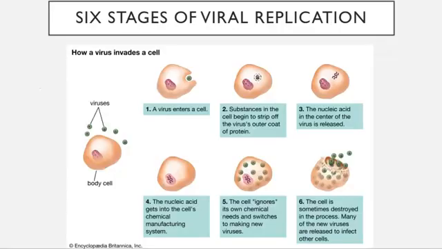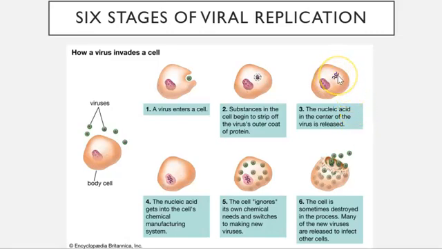Here is a diagram that'll hopefully help explain those steps that we just looked at. So here's the virus coming in contact with a human body cell. The virus first has to attach to this body cell. Once the virus enters the cell, and you can see the process of phagocytosis is happening, the substances in the cell begin to strip off the virus's outer coating of protein. Then the nucleic acid in the center of the virus is released.